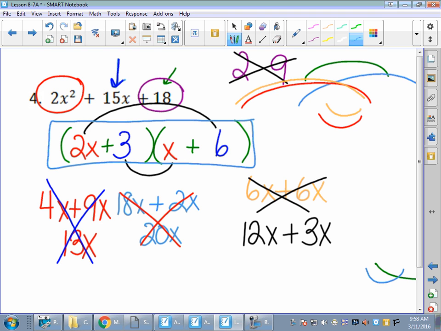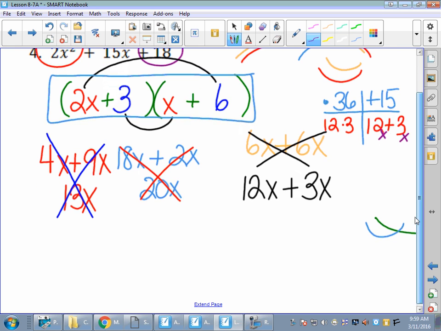You see how guess and check gets a bit tedious. If you were doing a product sum table, you'd look for what multiplies to 2 times 18, which is 36, and adds to 15. Well, I've done this a few times, so I would say 12 times 3, but you might have to go 4 times 9. You might have to try some things out. 12 plus 3 is 15. I'm going to put x's on those guys.